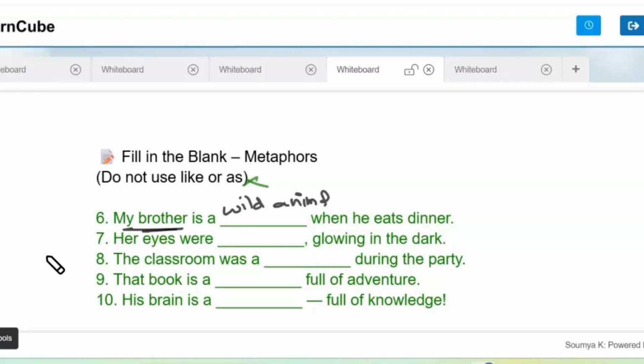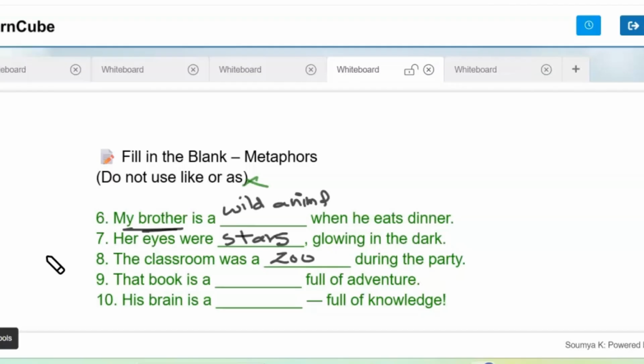Her eyes were blank, glowing in the dark. It can be like stars. Eyes can be compared to stars. The classroom was a blank during the party, so it may be noisy. So it is compared to a zoo. The classroom itself was a zoo during the party.